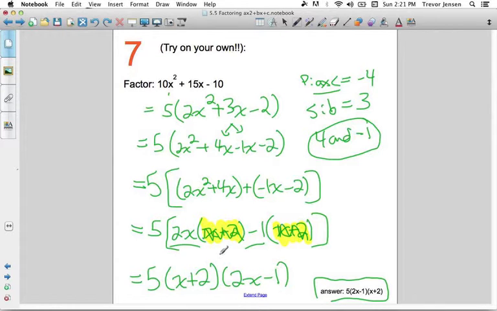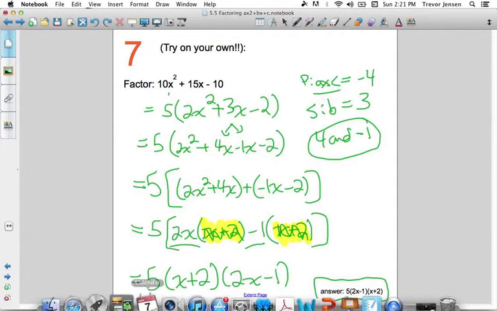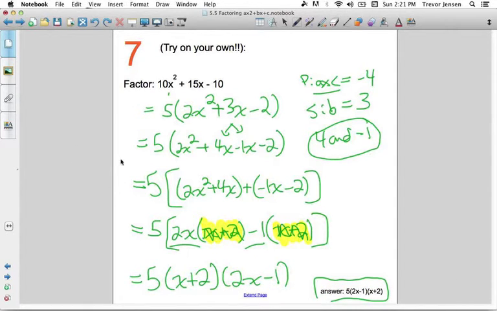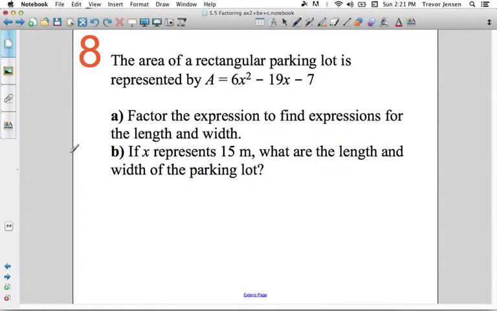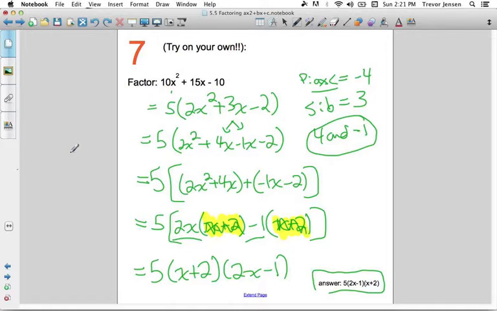And you might notice the order of the factors doesn't matter. The fact that it says x plus 2 times 2x minus 1 instead of 2x minus 1 times x plus 2 doesn't matter. Because if you think about it, it's like saying, does it matter if you write 5 times 2 or 2 times 5? No, it's the exact same thing.